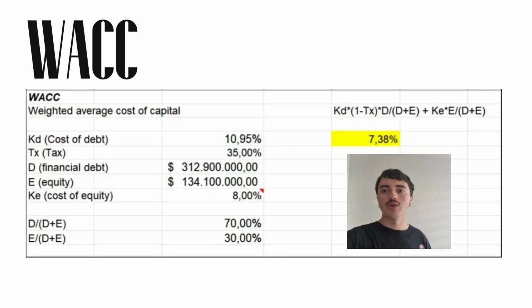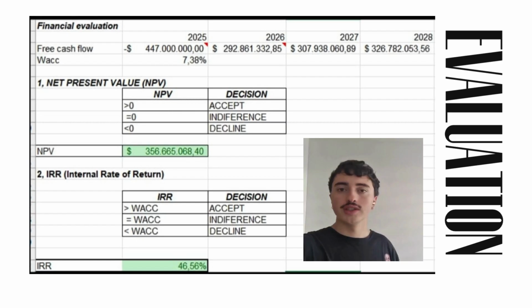Average cost of capital is 7.38%. We assume 70% of financing comes from debt and 30% from equity with a tax rate of 35%. With this balance, we evaluate the project's viability.